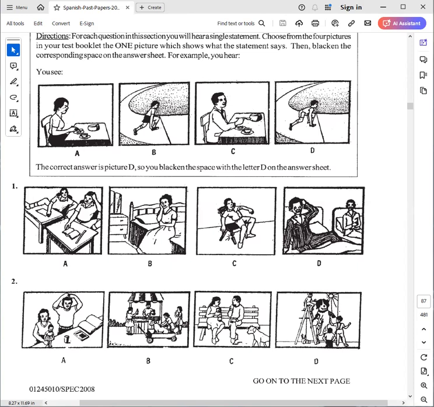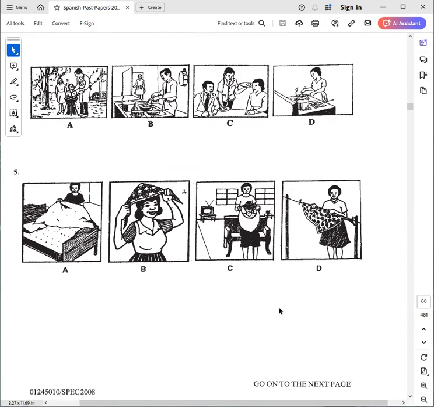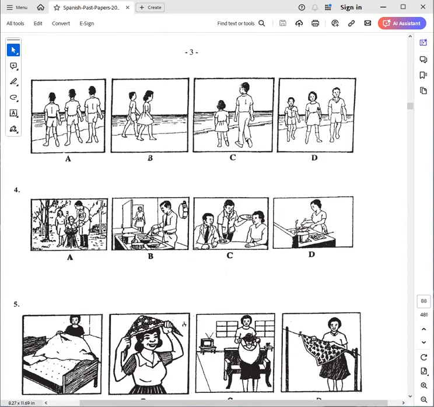Number two, los jóvenes con su perro charlan al aire libre. So the young people with their dog, they talk in the open air or outdoors. So that's C. Number three, ambos caminan hacia la playa. They are both walking towards the beach. So that's C. Number four, los señores van a comer enseguida. So the gentlemen are going to eat now, right? But los señores could also be referred to a couple in this case. So it's C as well here.